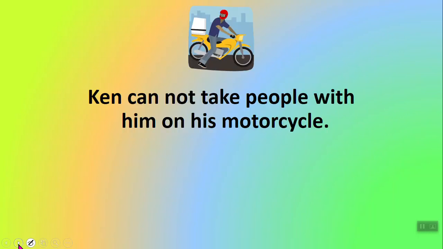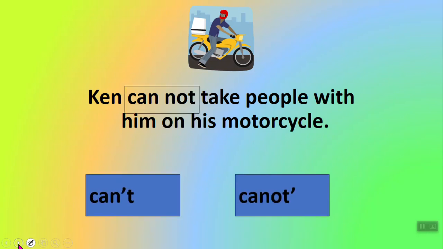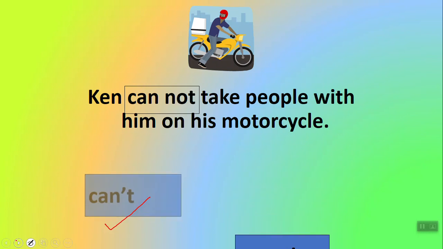Look at this example. Cannot take people with him on his motorcycle. So we have to make a contraction for cannot. So how will we write? Cannot, can't, or cannot? Which one? The first one is the right answer. Can't. So it is can't. Can't take people with him on his motorcycle.